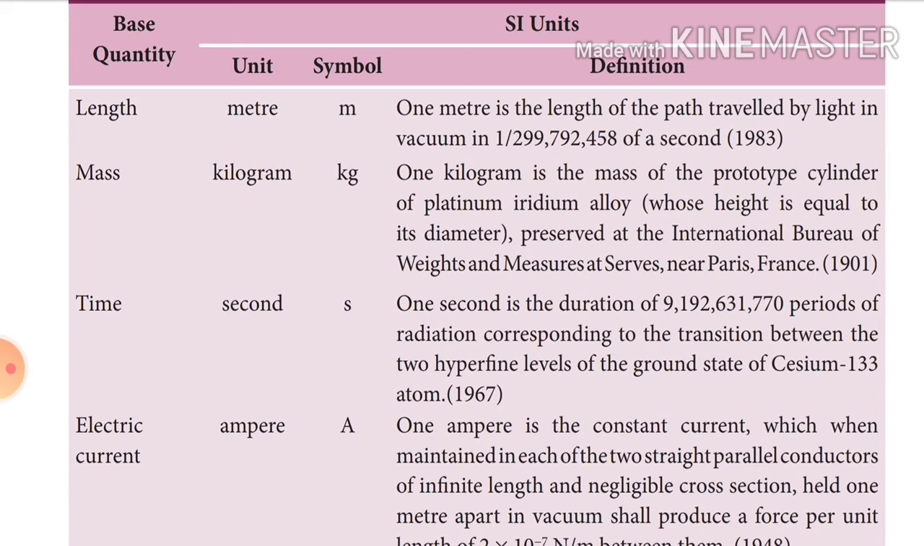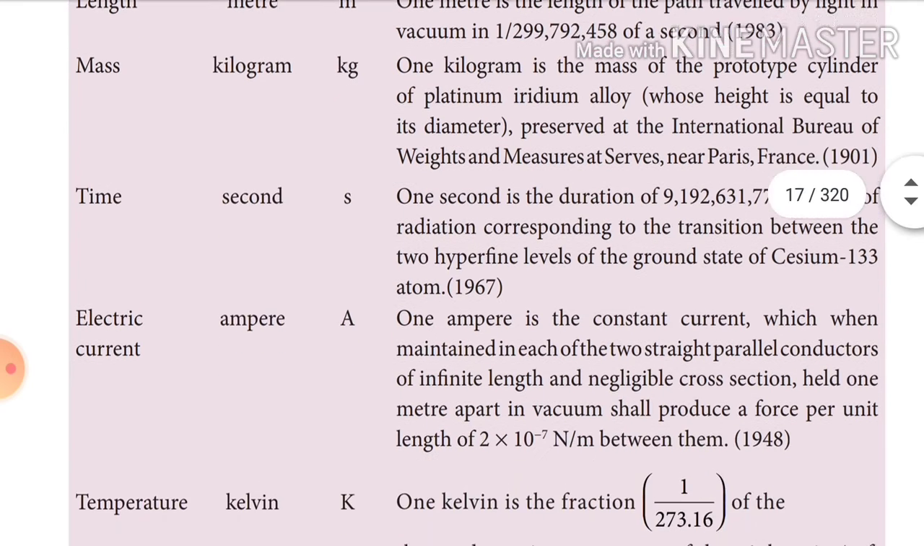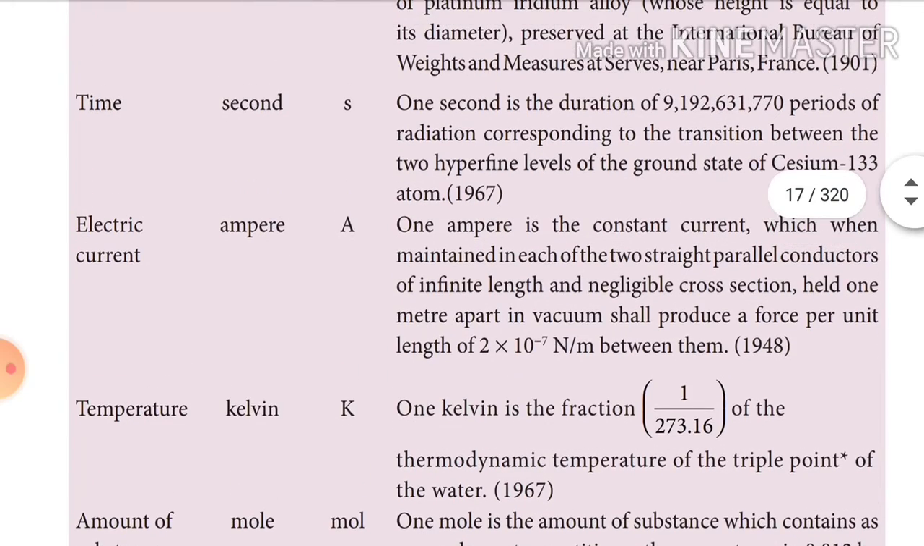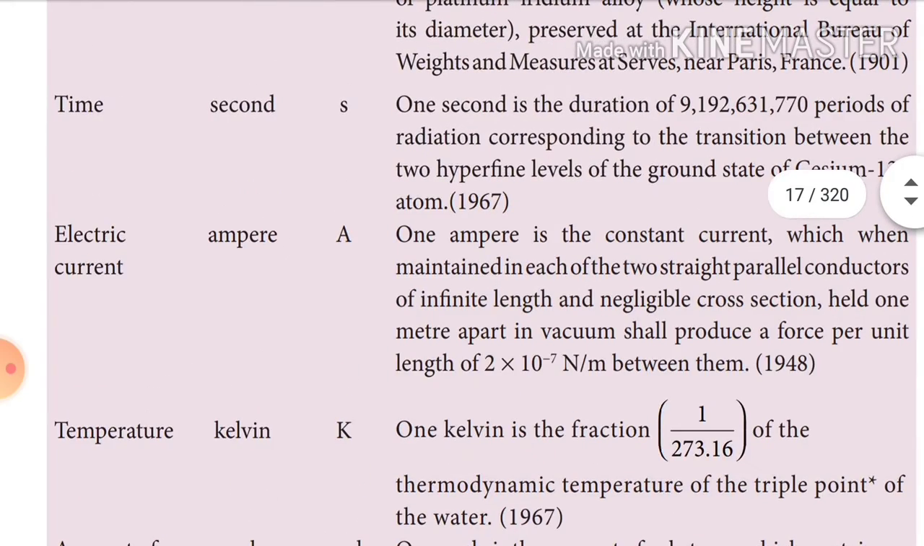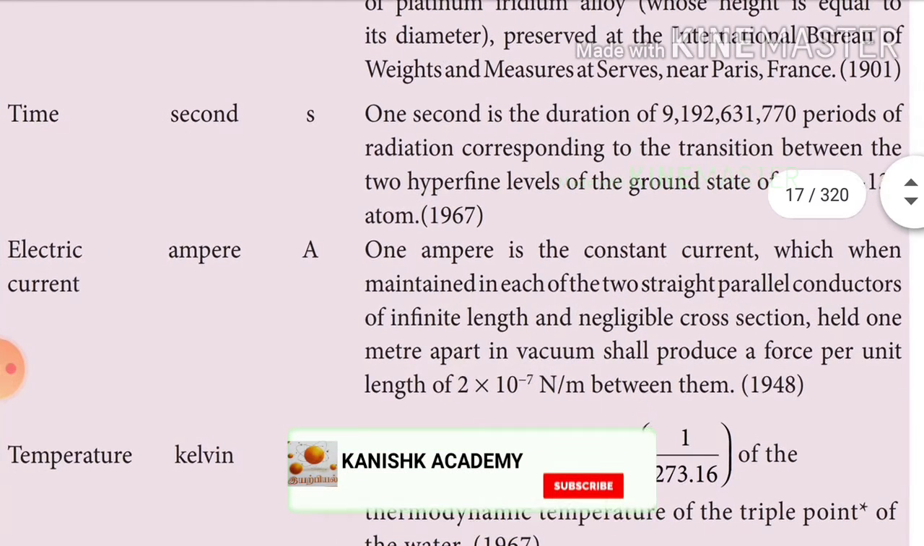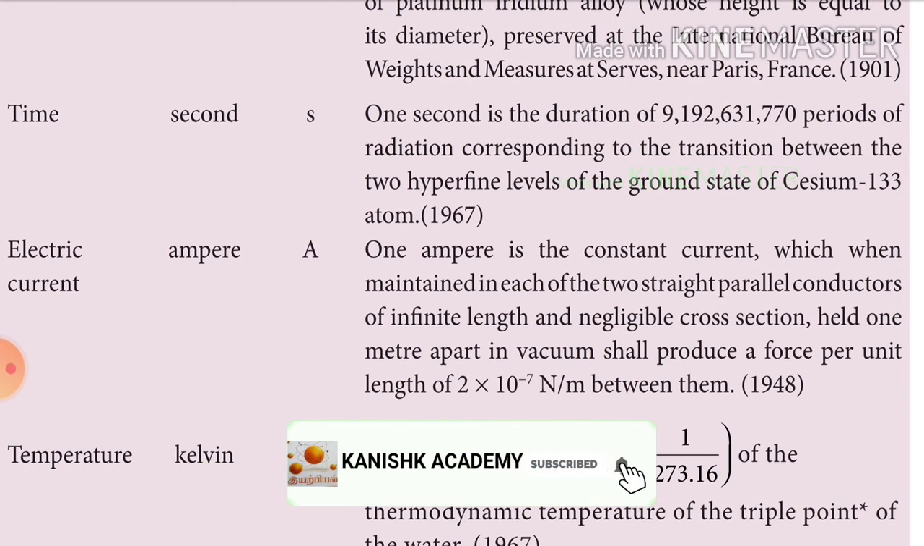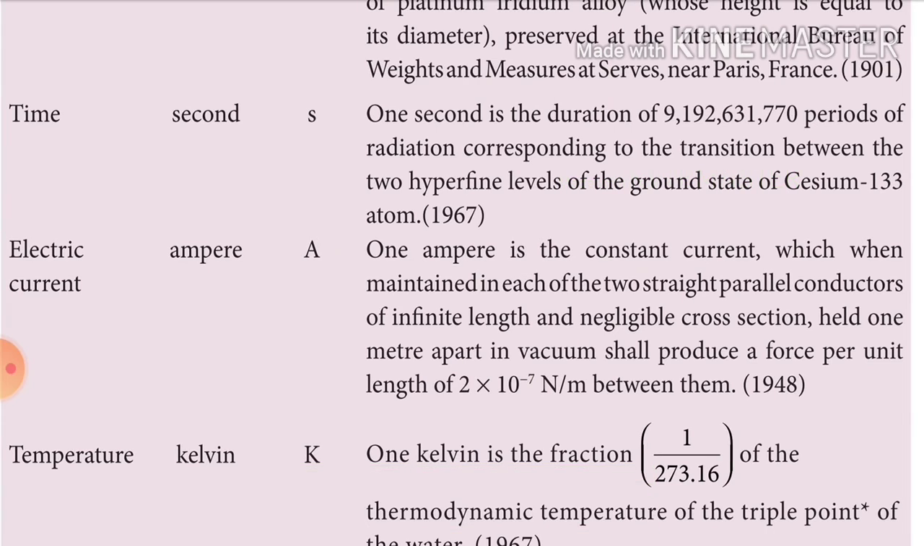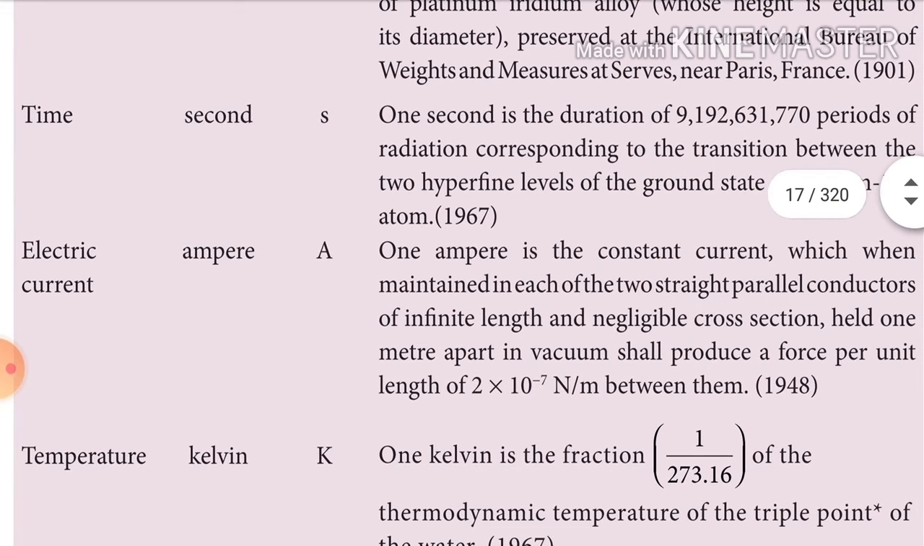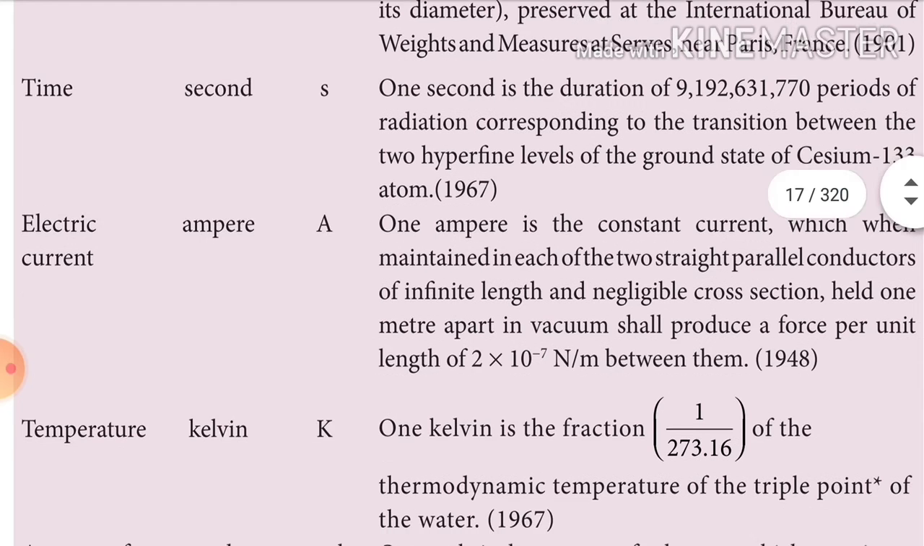Next quantity, fundamental quantity, time, its unit second, symbol s. 1 second is the duration of 9,192,631,770 periods of radiation corresponding to the transition between the two hyperfine levels of the ground state of cesium-133 atom. Next, fundamental quantity, electric current, unit ampere, symbol capital A.